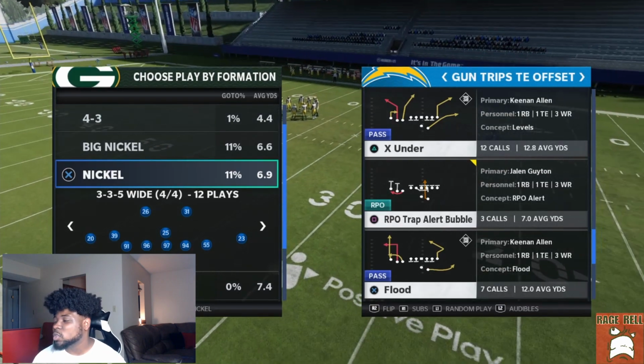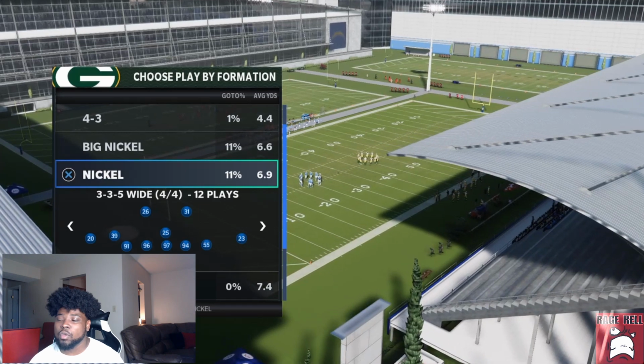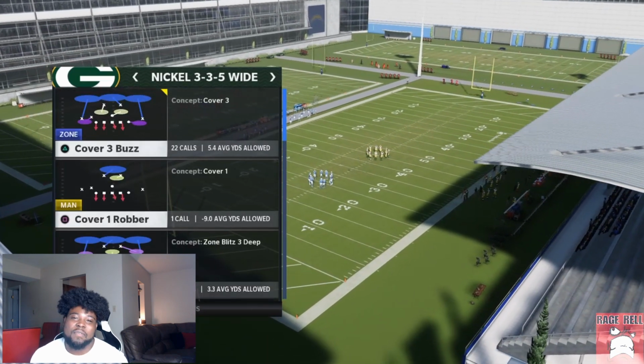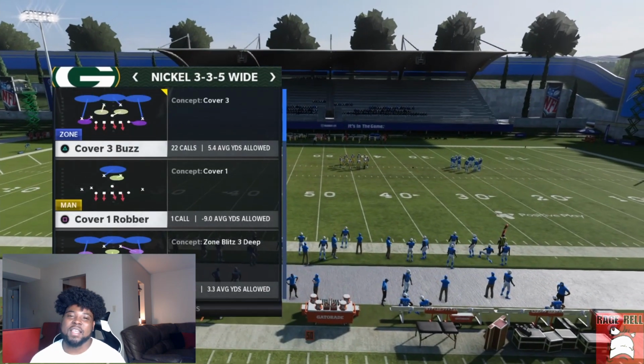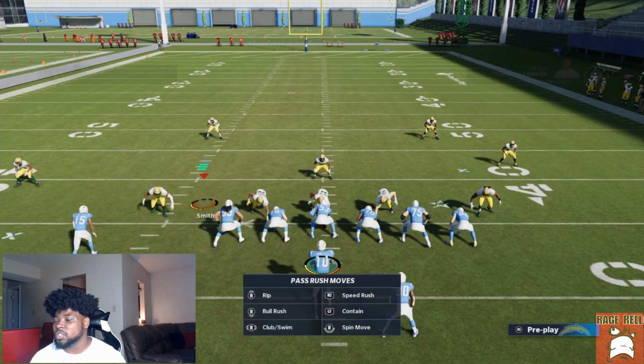We're going to start off with the RPO Alert Trap. For the defense, I'm going to be coming out in just 3-3-5 wide, your standard, because more than likely this is what you're going to face regardless, with zone drops and all that. But this isn't needed for that, so I'm just going to come out in something like Cover 3 Buzz, just so you can get the gist of what I want to talk about.